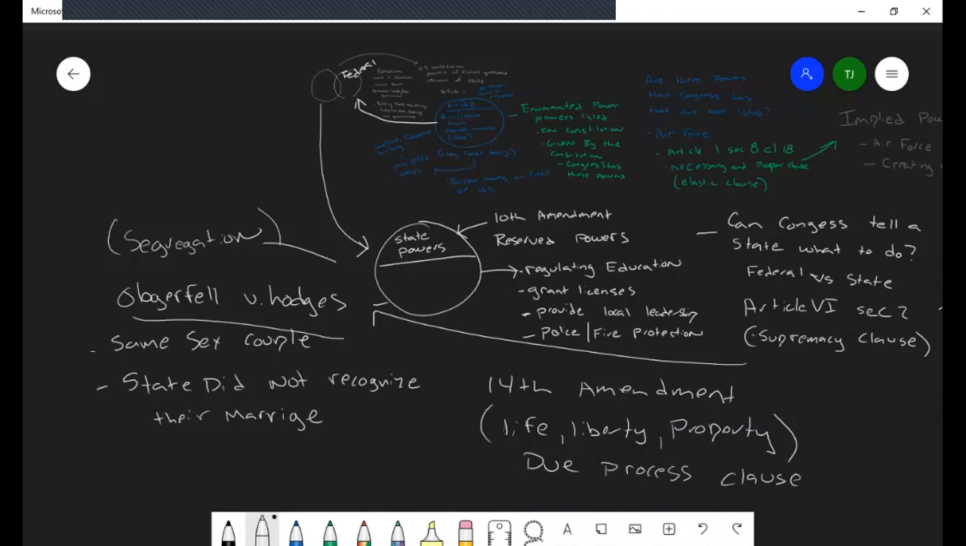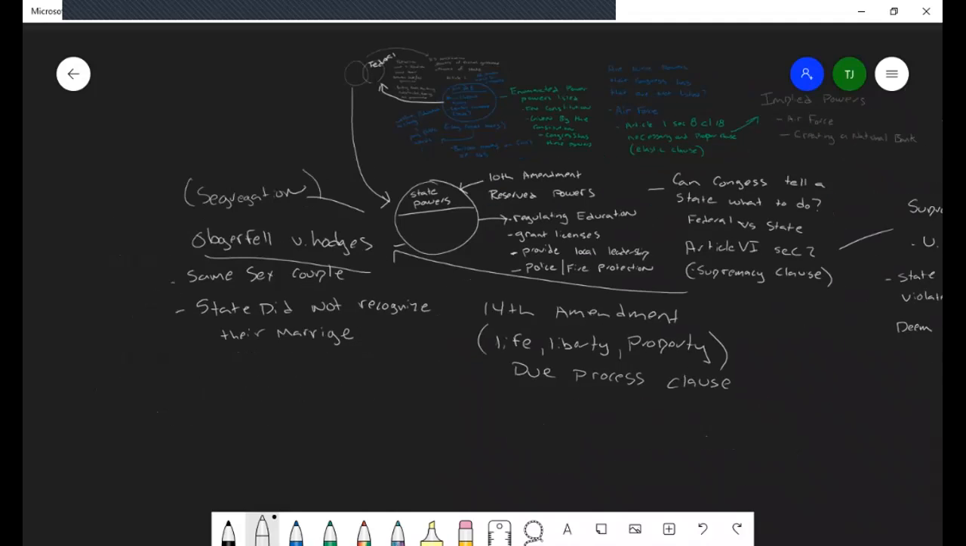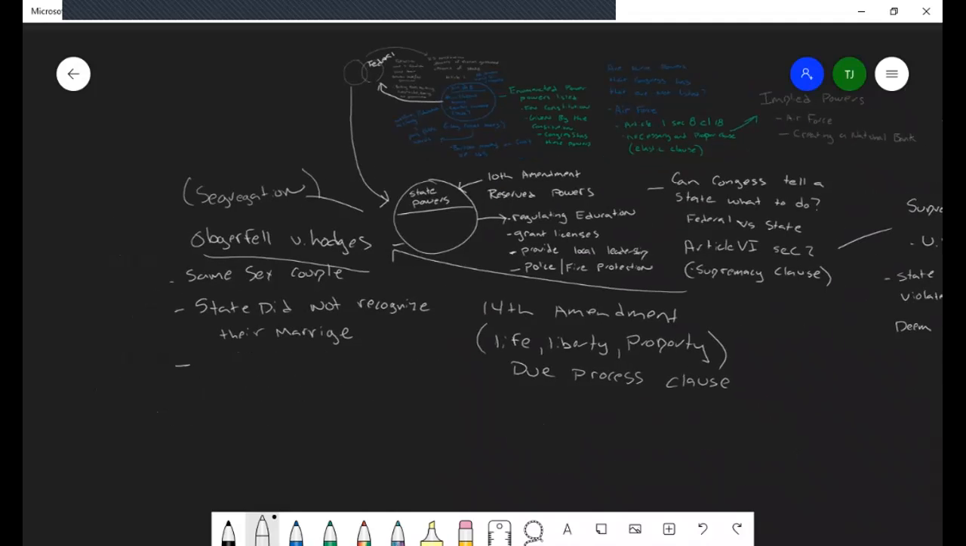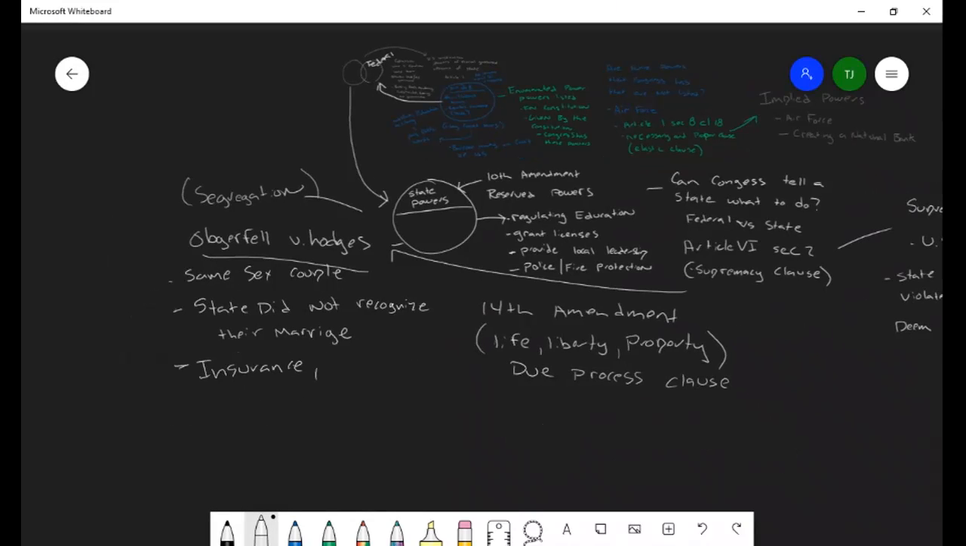So their state was not recognizing their marriage. Okay, so the problem lies not only with the fact that the state didn't recognize their marriage, but with insurance agencies, benefits, so employer benefits, and all of the benefits of being married were not recognized.